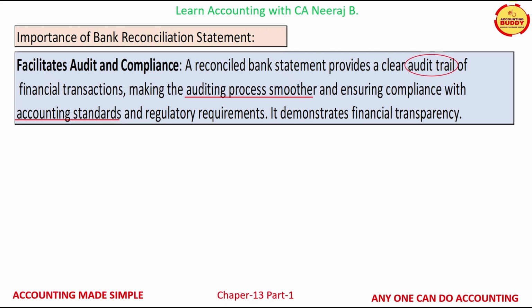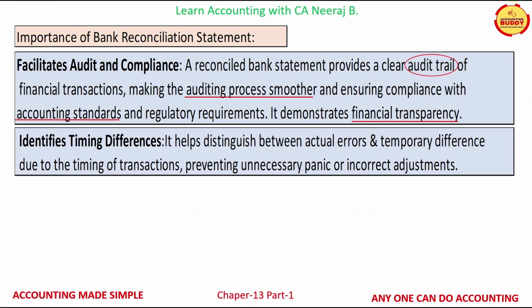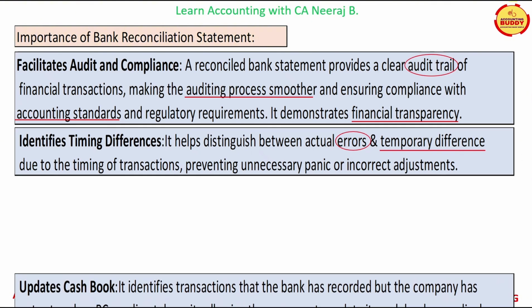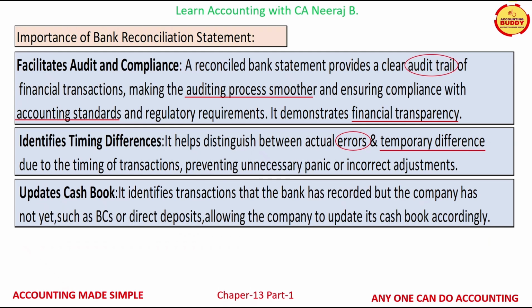It demonstrates financial transparency. Bank reconciliation identifies timing differences. It helps distinguish between the actual errors and temporary difference due to the timing of the transactions, preventing unnecessary panic or incorrect adjustments. Bank reconciliation statement identifies transactions that the bank has recorded but the company has not yet, such as bank charges or direct deposits, allowing the company to update its cash book accordingly.